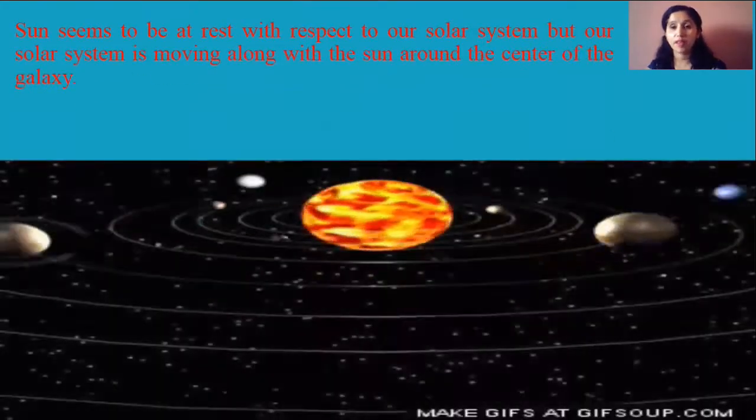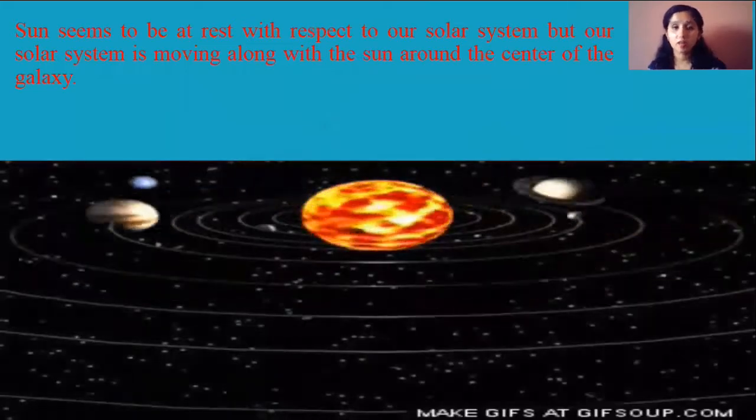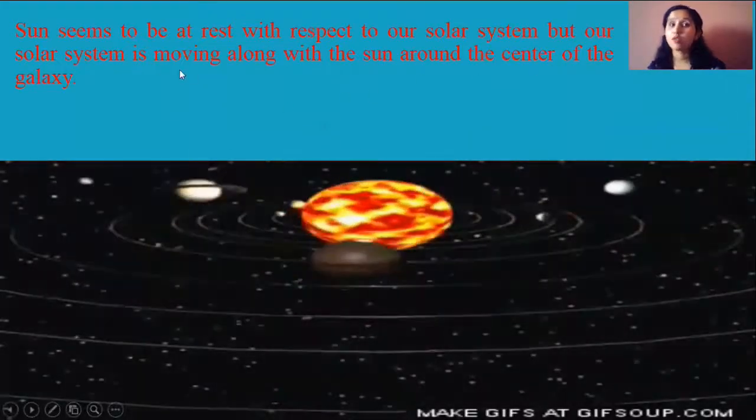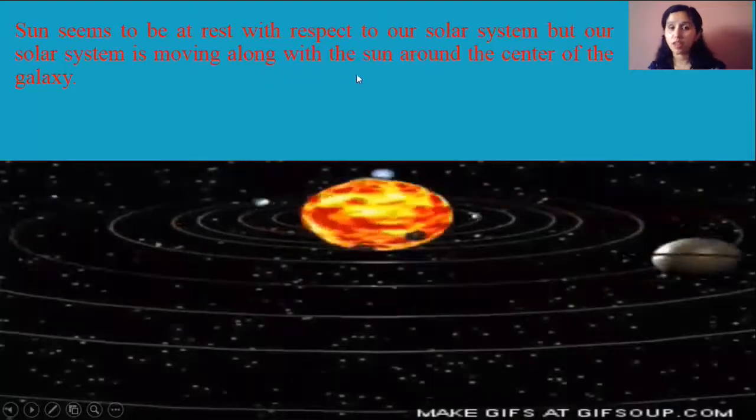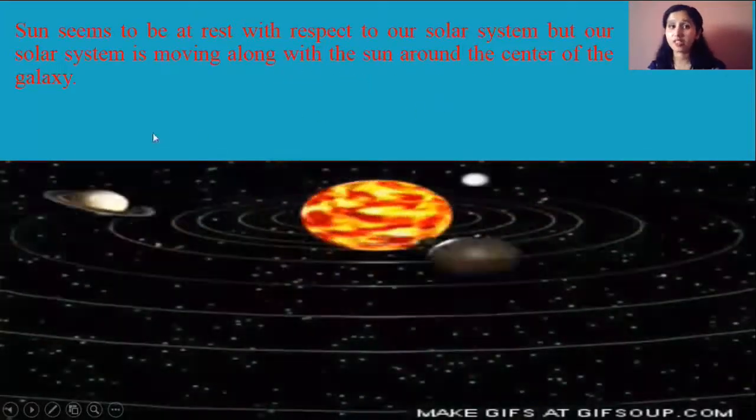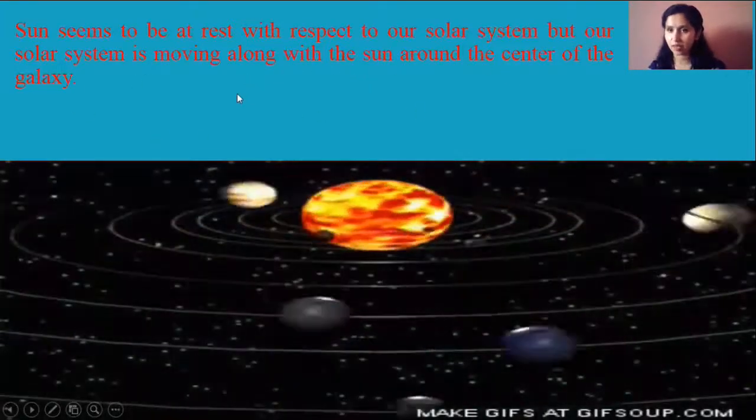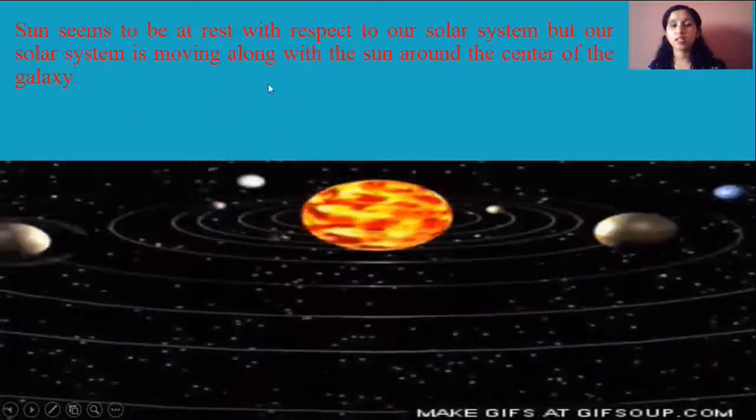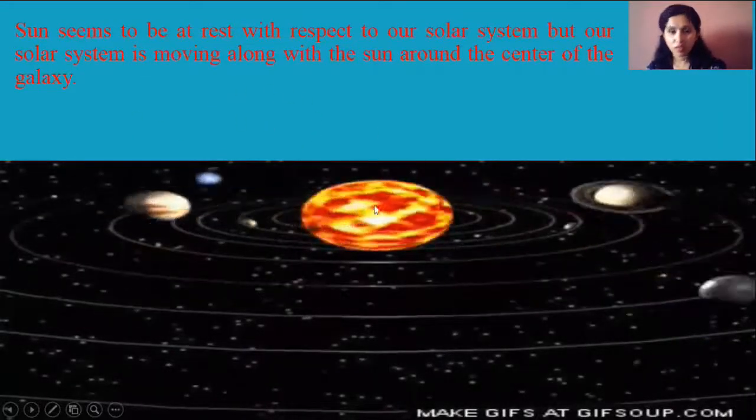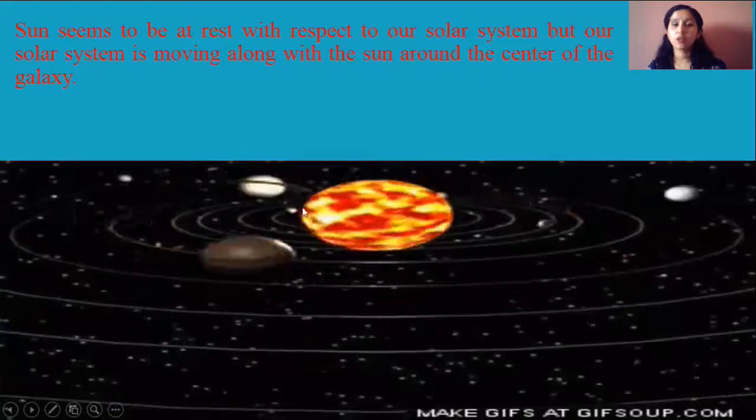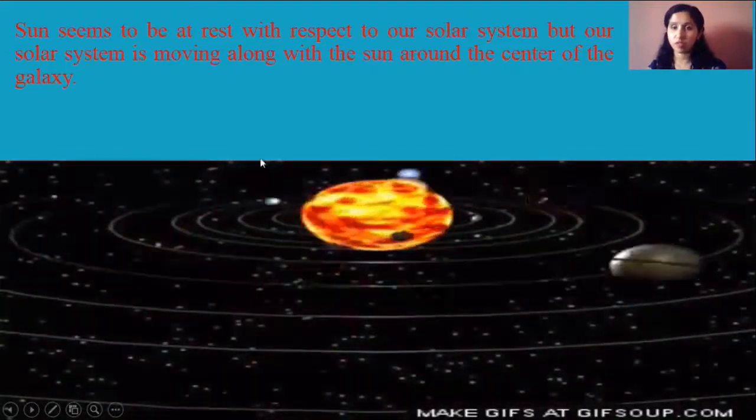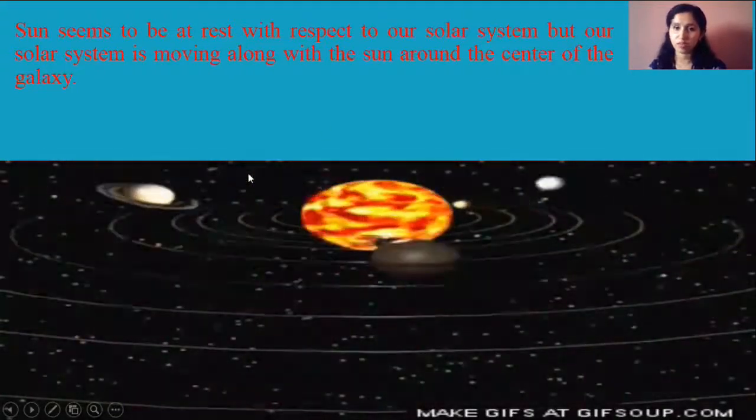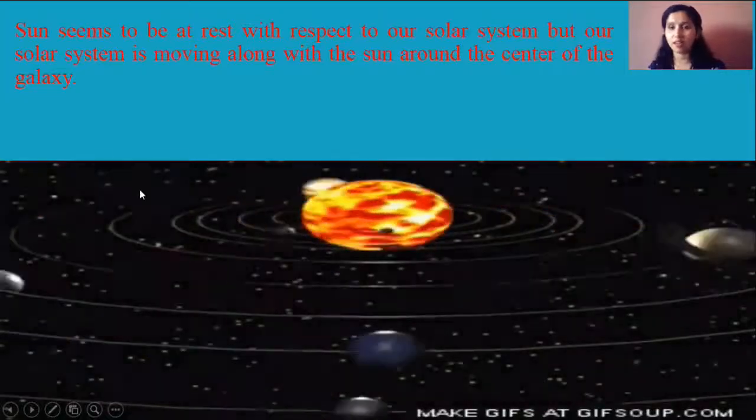And you know that the sun seems to be at rest with respect to our solar system. Yes, we think that only planets and satellites revolve around the sun, but our solar system is also moving along with the sun around the center of the galaxy. Okay, so in this way we can understand that in the whole universe there is no object which is at absolute rest. They are showing some kind of movement. That means they are in motion.